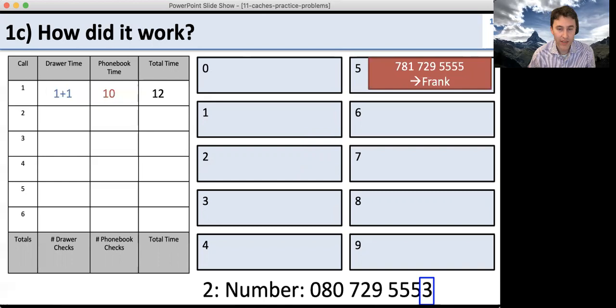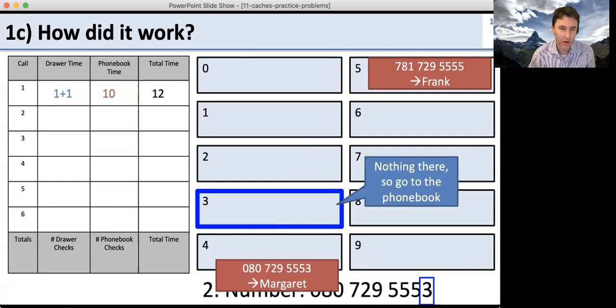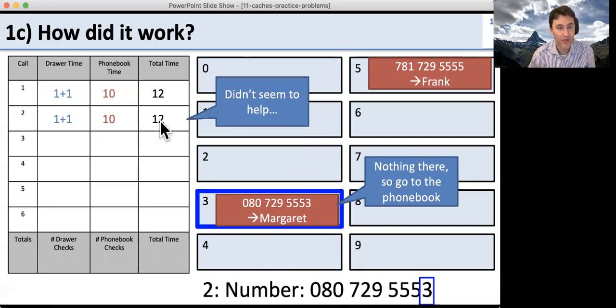All right, here's our next number. Again, we look at the last digit to figure out which drawer it goes into. We look at the drawer, there's nothing there. So we go to the phone book, we take a new note, we put that note in there, and it's going to take the same amount of time. 1 second to check if there was anything there, 1 second to put the new note in, and 10 seconds to get from the phone book. So again, 12 seconds. Not doing so well so far.